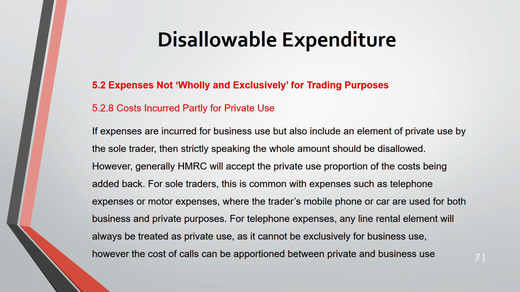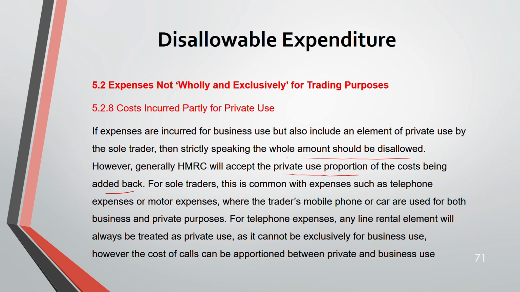If there are any expenses where some portion is for business use and some is for private use, strictly speaking, the whole amount should normally be disallowed. But now HMRC is saying they will accept the private use portion of the cost being added back. Before, the cost was deducted; now you add back the private use portion.